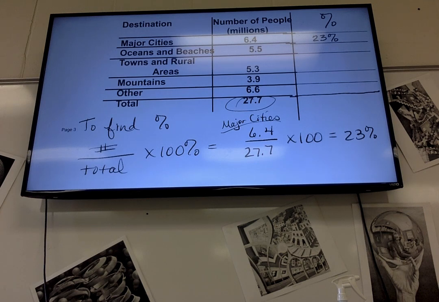I'm trying to figure out. I don't think I have to put the fraction in. Oh, you just hit divide. 6.4 divided. Wow. Yeah. Good question. And now you can go ahead and find the other ones too. They're all divided by 27.7 times 100.